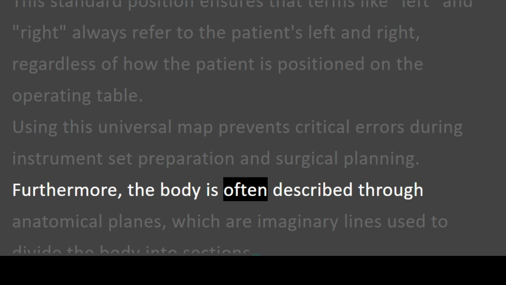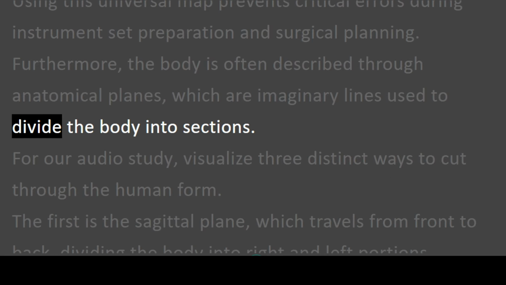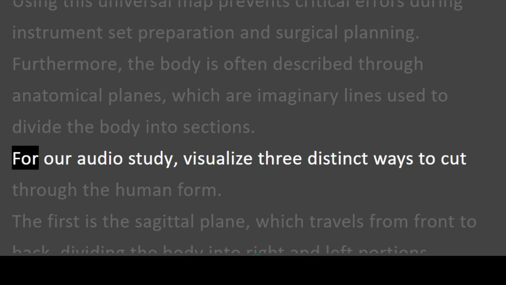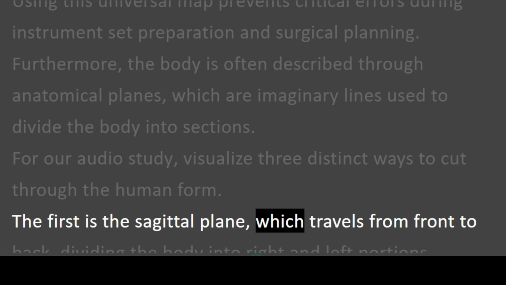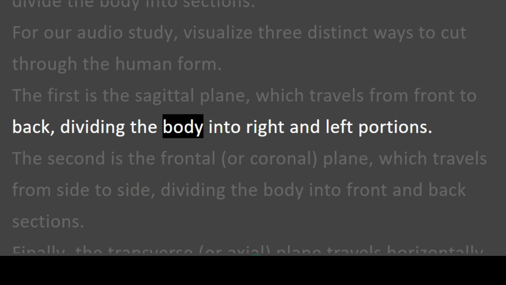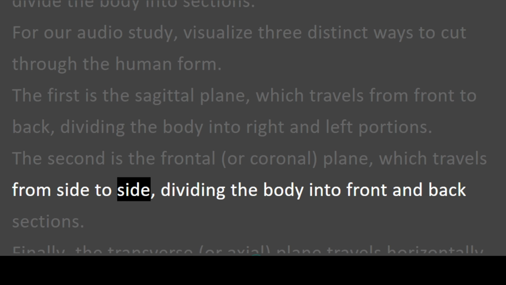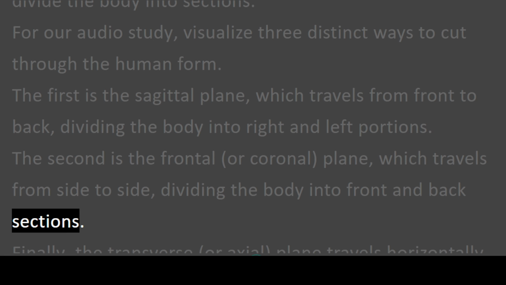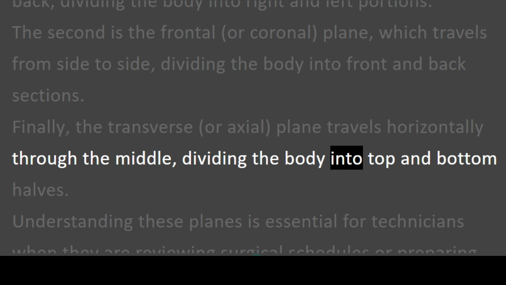Furthermore, the body is often described through anatomical planes, which are imaginary lines used to divide the body into sections. For our audio study, visualize three distinct ways to cut through the human form. The first is the sagittal plane, which travels from front to back, dividing the body into right and left portions. The second is the frontal, or coronal, plane, which travels from side to side, dividing the body into front and back sections. Finally, the transverse, or axial, plane travels horizontally through the middle, dividing the body into top and bottom halves.